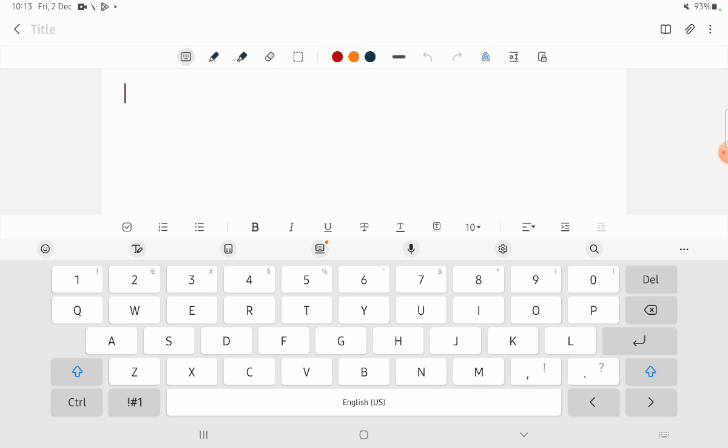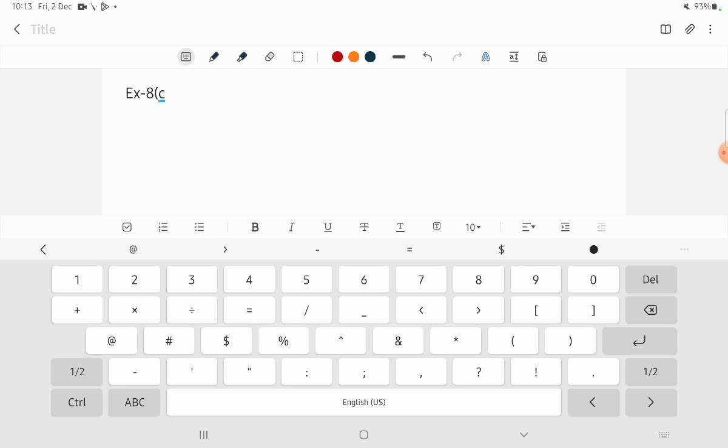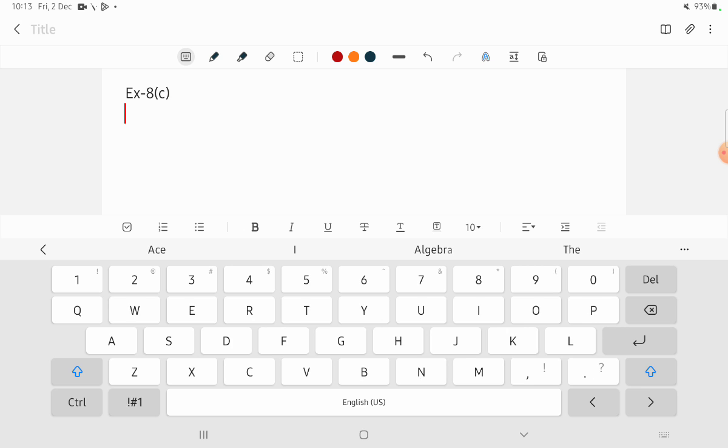Today we are going to discuss the numericals of exercise 8C. That is the last part of current. So in this chapter, we have to deal with the formulas.